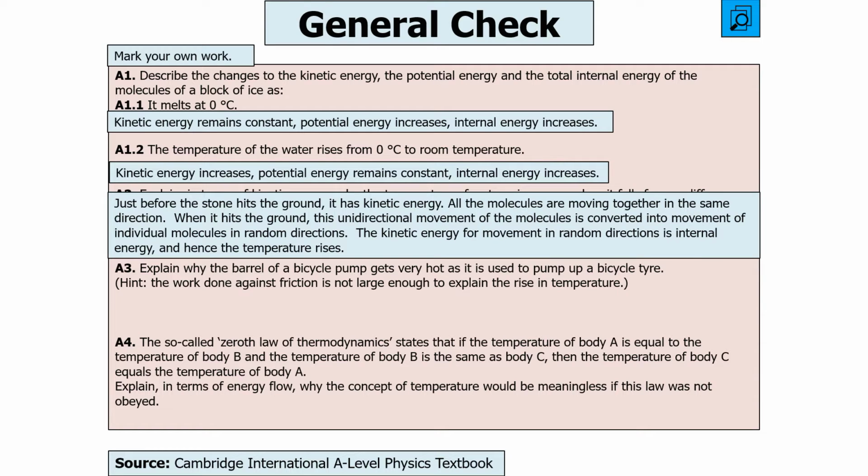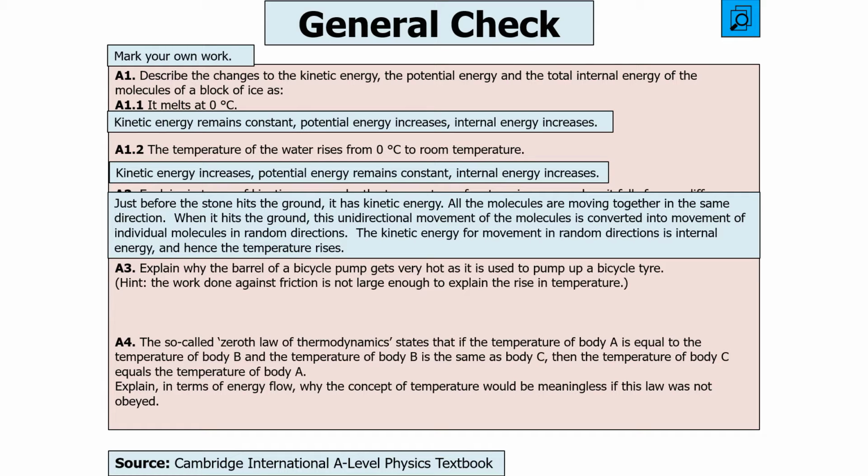Now in this next one, just before the stone hits the ground, it has kinetic energy, so all the molecules are moving together in the same direction. When it hits the ground, the unidirectional movement of the molecules is converted into the movement of individual molecules in random directions. So the kinetic energy from movement in random directions is the internal energy, and therefore the temperature will rise.